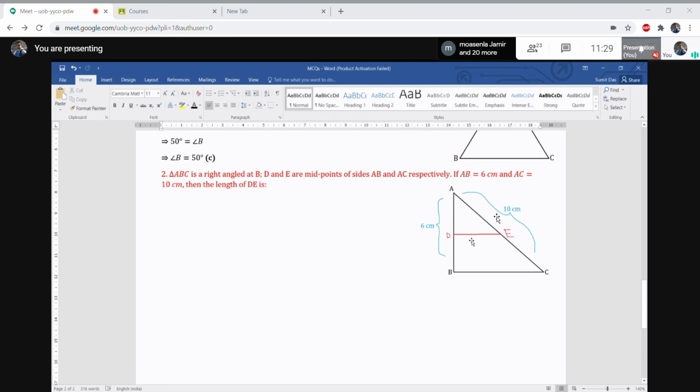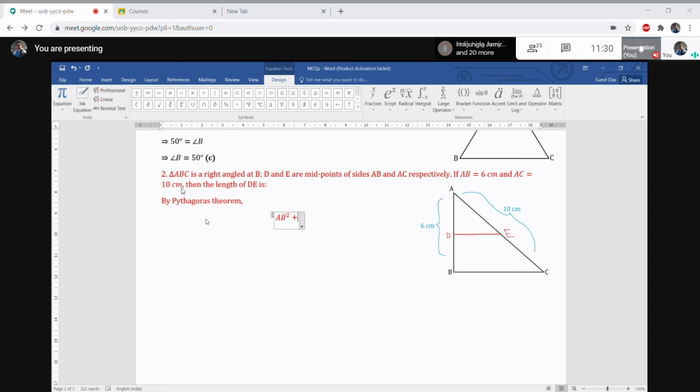So we know that if the midpoints of two sides of a triangle are joined, then the segment is parallel to the third side and half of the third side. That means DE is equal to half of BC. So basically we have to find BC by Pythagoras theorem, and then we can find DE. Let's write down the Pythagoras theorem: AB square plus BC square equal to AC square.